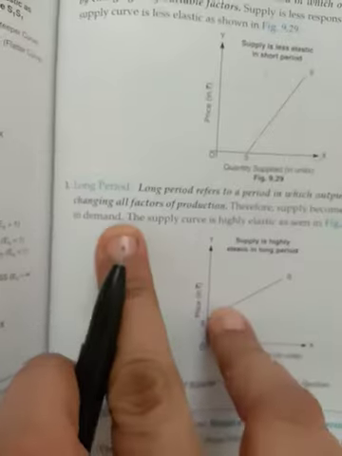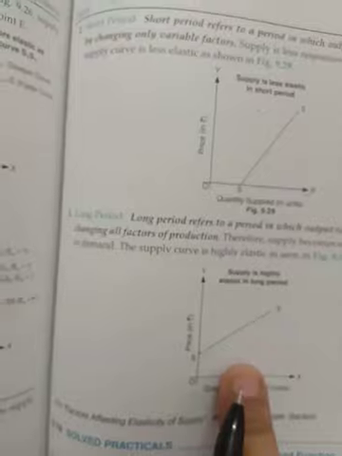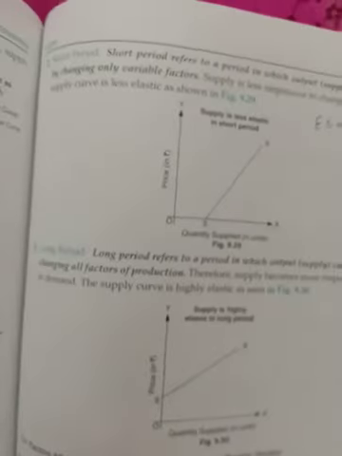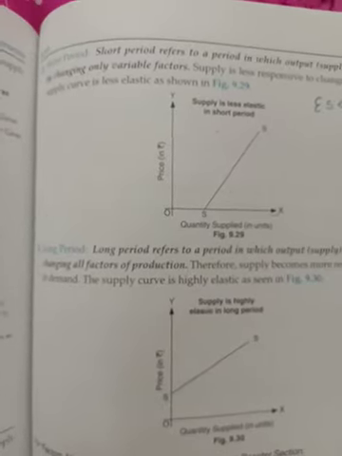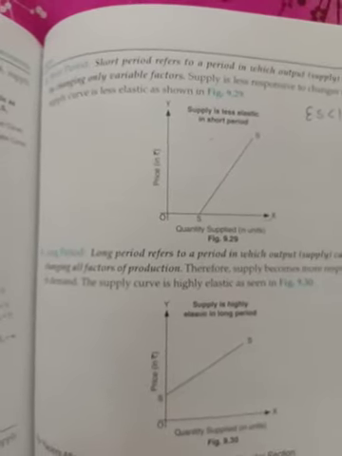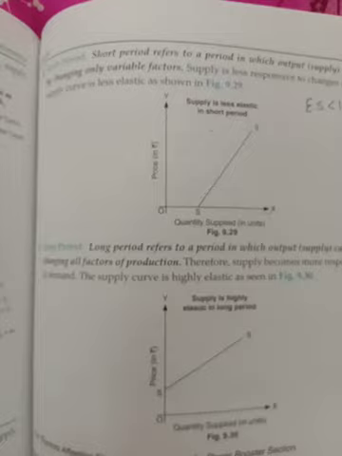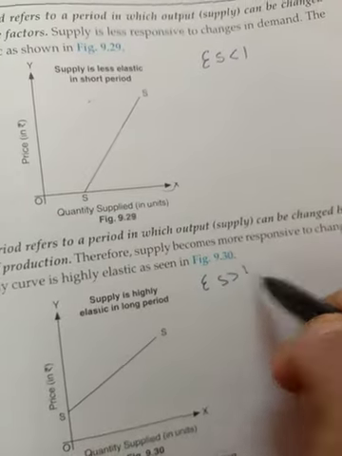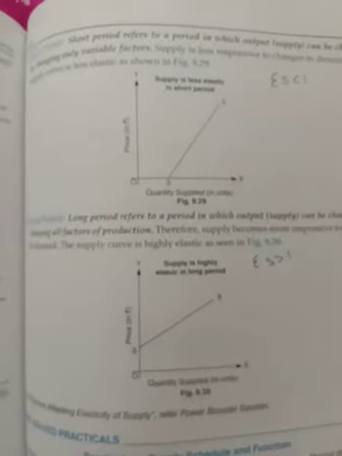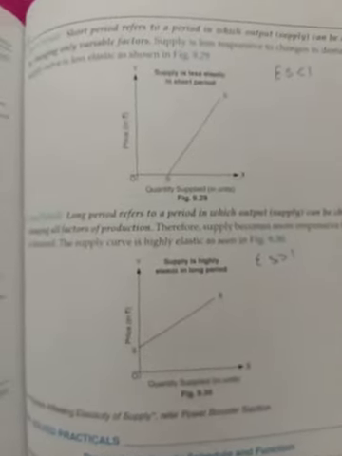Now, in the long period, elasticity of supply is more than 1, because long period is a time where all the factors of production can be changed, and supply can be increased to a large extent as per the change in demand. So it is highly elastic. Here the elasticity of supply is more than 1. So all these are related to time period and supply.